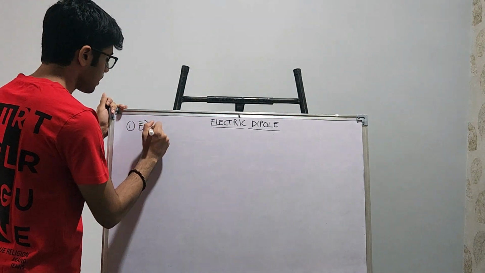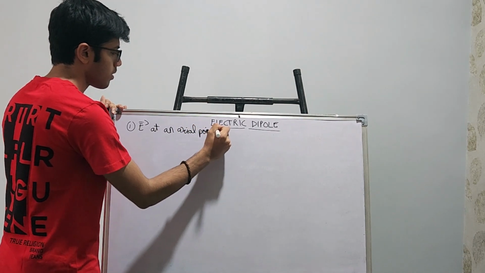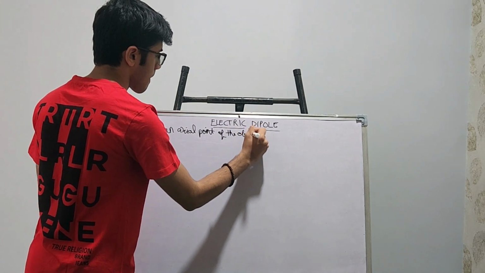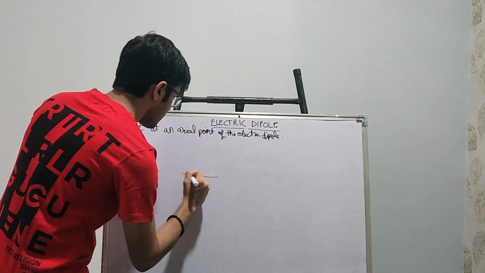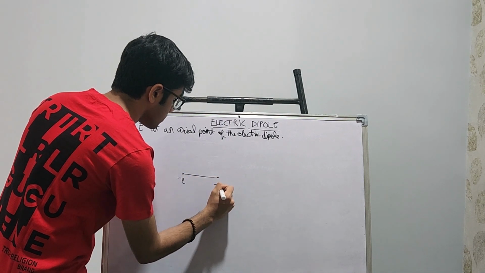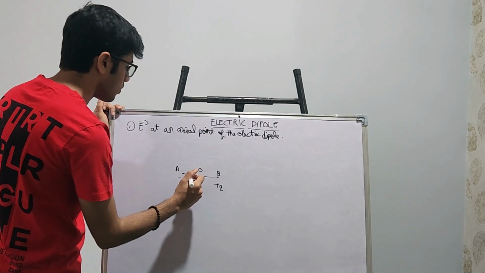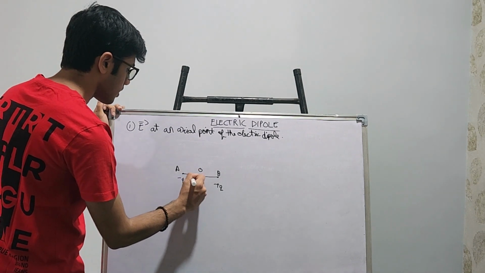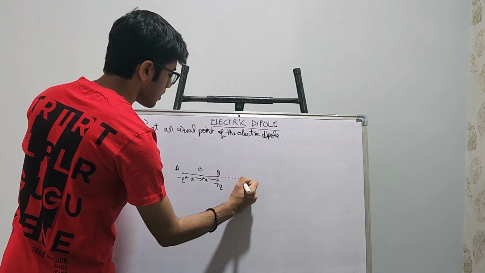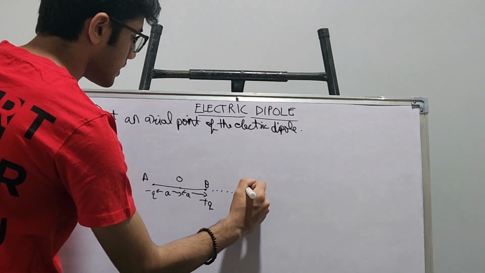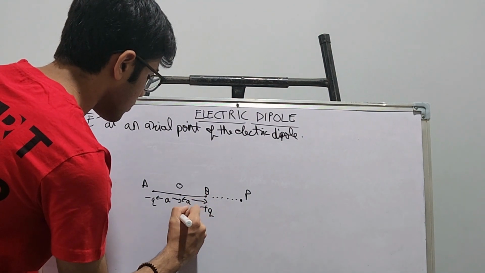Let us see the electric field at an axial point of the electric dipole. So this is the dipole, this is minus q, this is plus q. Let's say this is A, this is B, and this is O, such that AO is equal to OB, and this is a, this is also a. Axial point means in the line of the dipole. Let's say this point is P. Now we need to find the electric field at the point P. So let us take the distance OP as r.